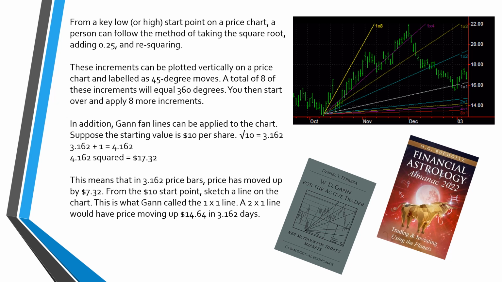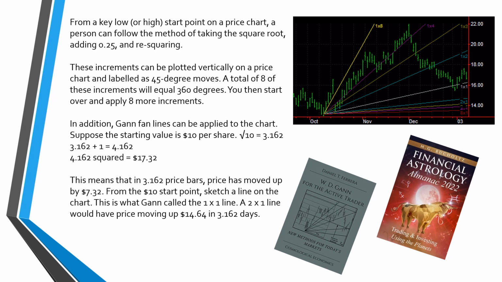So let's say we had a price chart, and let's just say for argument's sake that the price of a particular stock hit $10 a share. And at that $10 price level, let's just say that the trend abruptly changes. And let's just say that the price starts to trend higher. So knowing that that $10 price level was a critical pivot point, we can start to apply some lines on the chart. We're going to take the $10 price point.